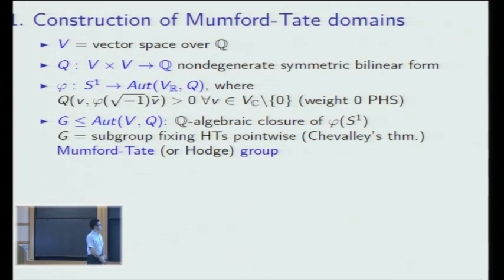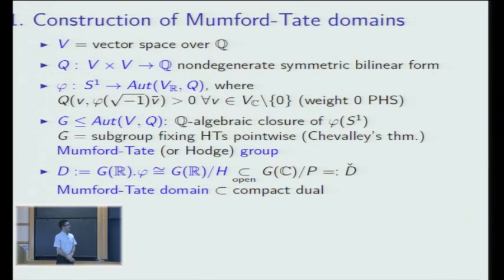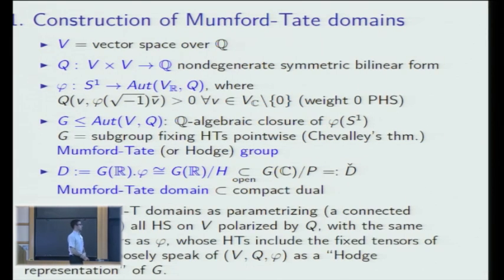And equivalently, this is a theorem of Deligne, G is the subgroup fixing Hodge tensors pointwise, and that is proved using Chevalley's theorem. Then we define something called the Mumford-Tate domain, which sits inside a compact dual and generalizes period domains. And this is just the orbit of φ under G(R). I'm going to ignore any connectivity questions. And note also that the compact dual and the Mumford-Tate domain have nice homogeneous descriptions. So the idea is to think of them as parametrizing a connected component of all Hodge structures on V polarized by Q with the same Hodge numbers as φ, and whose Hodge tensors include all the Hodge tensors of φ.